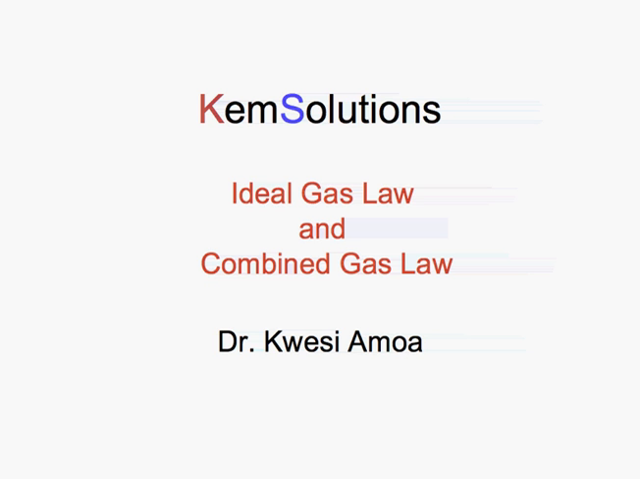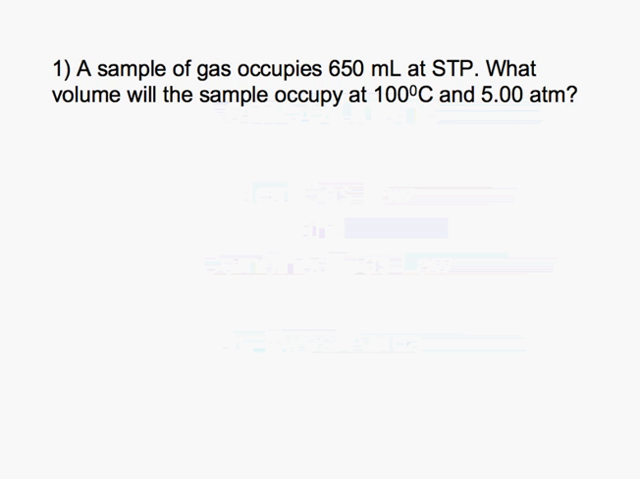Here we're going to take a look at some ideal gas laws and combined gas law problems. Okay, let's look at our first question. A sample of a gas occupies 650 milliliters at STP. What volume will the sample occupy at 100 degrees Celsius and 5 atmospheres?